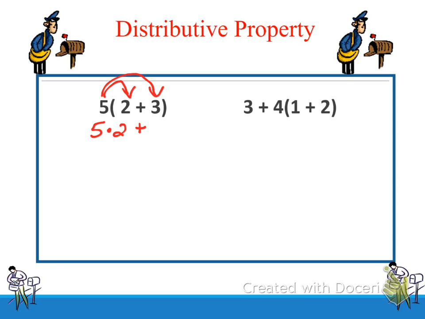Yes. Plus 5 times 3. Well, 5 times 2 is? 10. Plus 5 times 3 is? 15. And 10 plus 15 is? 25. Okay? This is exactly what we've already done.